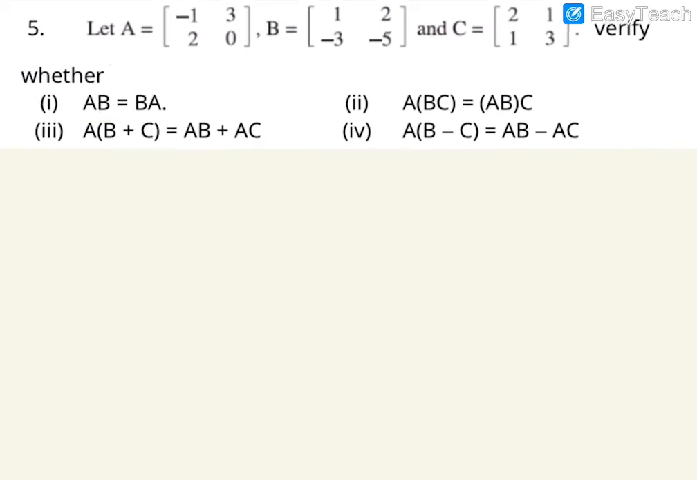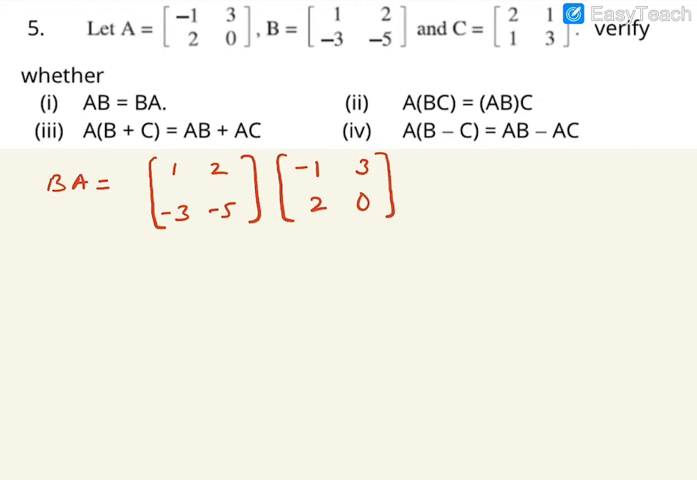Now let's find BA. So BA is equal to, first write the elements of B. Matrix B is this one, then multiply with matrix A, minus 1, 3, 2 and 0. So first row will multiply with first column. You need to write here 1 with minus 1, plus sign 2 with 2. Then first row and second column. Still we are in the first row, so we have to write here 1 into 3 plus 2 into 0.